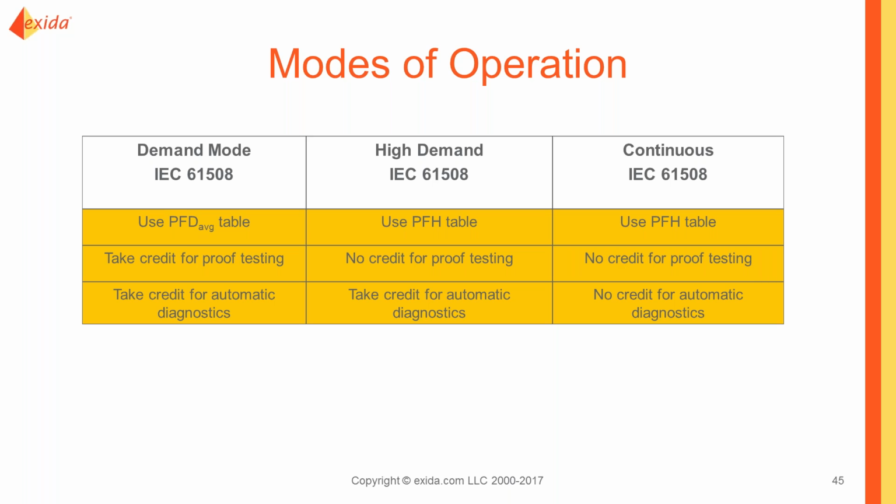We have a couple of questions. How do we categorize demand mode versus high demand? I think we just covered demand mode, so hopefully we answered that. And there's a question about alarms, and when to consider them. We'll dig into the LOPA a little bit deeper in a few moments, but alarms.